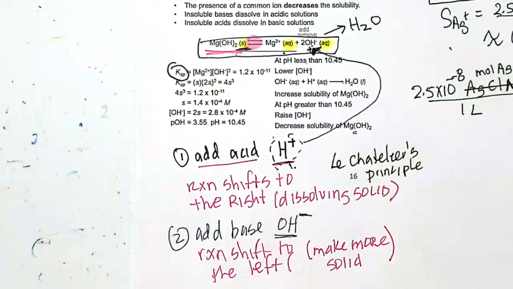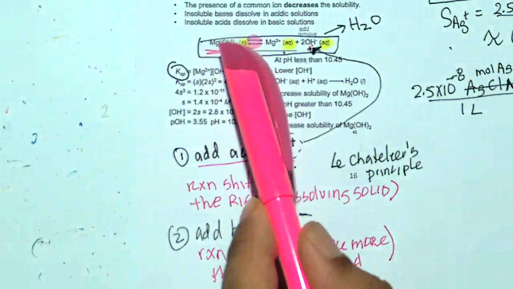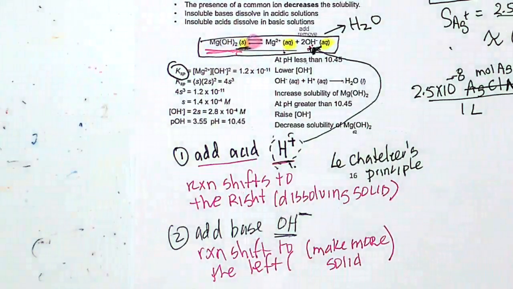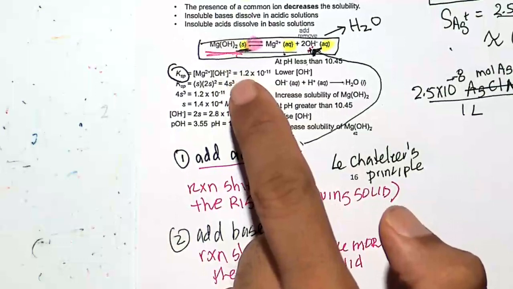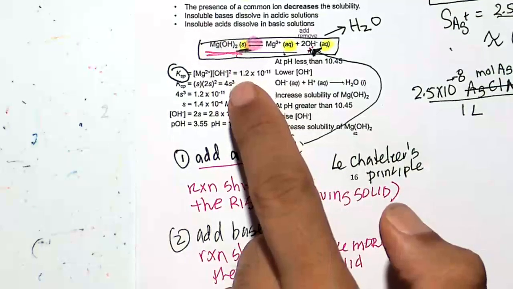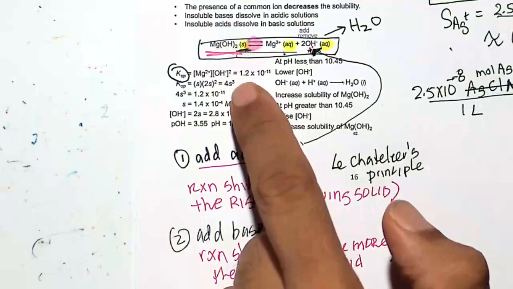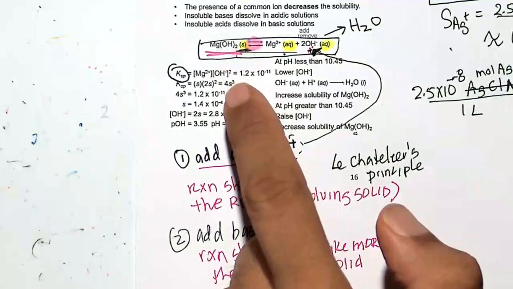So let's say we're in a situation where we need to produce, for whatever reason, a lot of magnesium hydroxide. What can we do to produce a lot of magnesium hydroxide? Really build up this solid. What can we do? Add base, correct. Because of this Ksp equilibrium, if you want to make more magnesium hydroxide solid, just add a bunch of base.